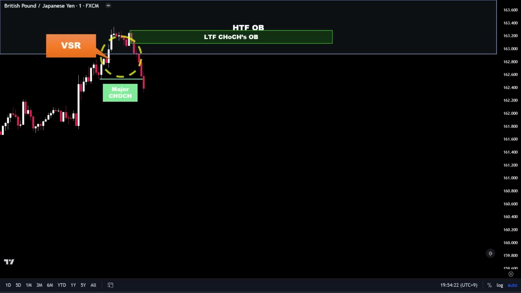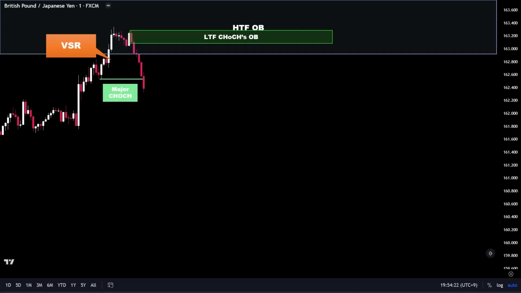Also, we can easily spot this VSR pattern here, which shows a strong rejection from the higher time frame supply zone. That means this zone would provide higher probability if we use it to take any short position. So guys, we have another confirmation for the entry.